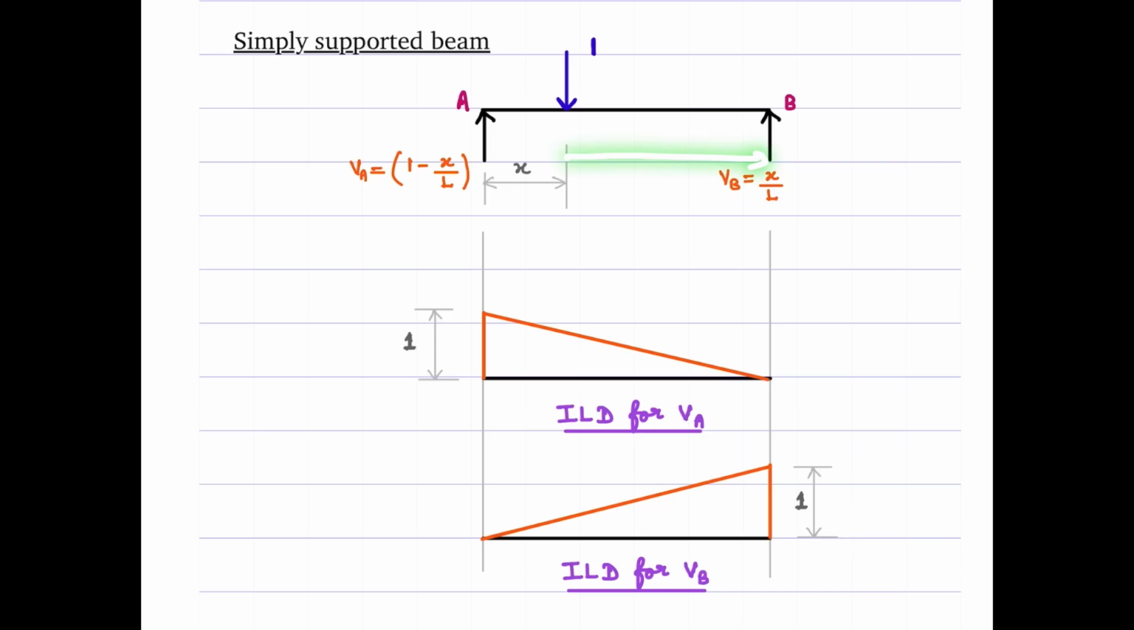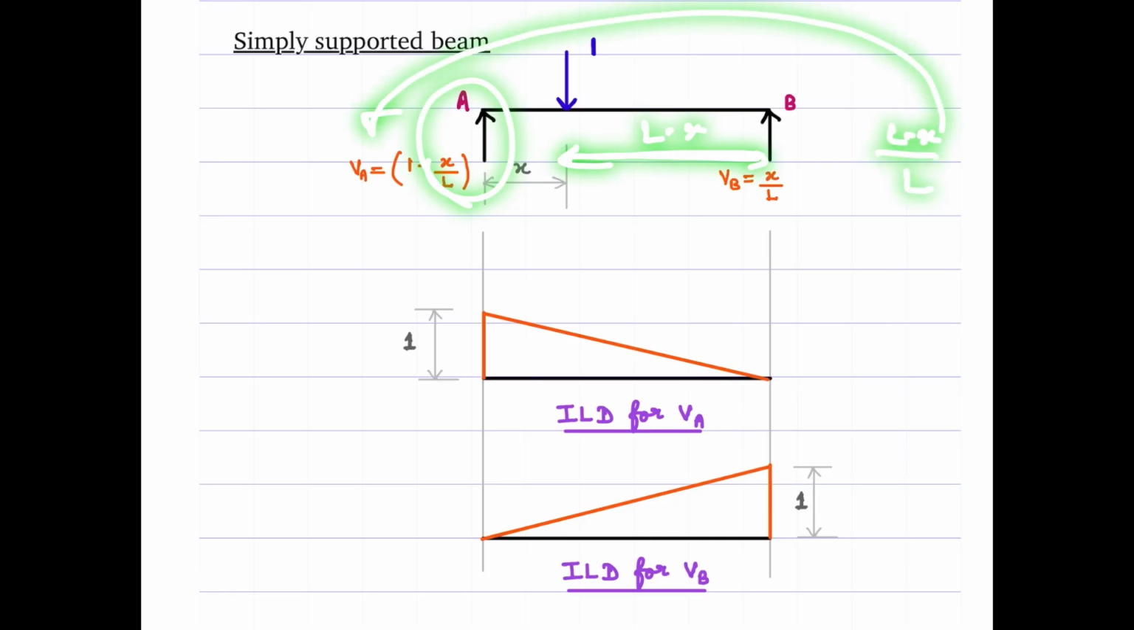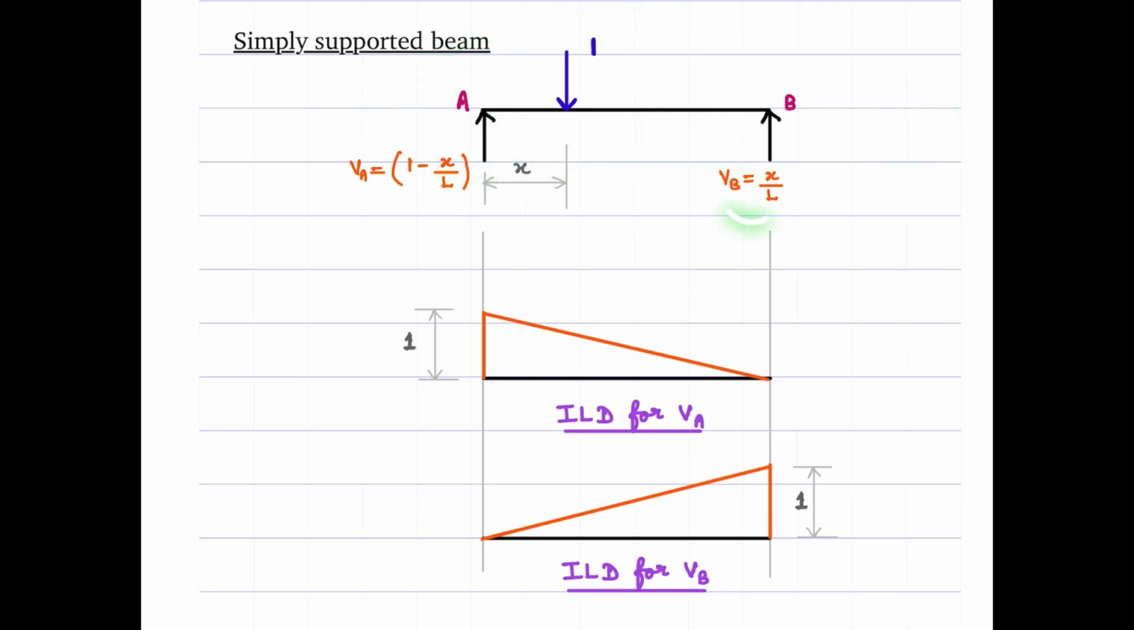If you want the reaction here, you just take this span, which is L minus x, so you write (L minus x) divided by the total span L. So from that you get VA. Similarly, if I want the reaction here, you just take this span divided by the total length. So x by L, right? So it's straightforward.